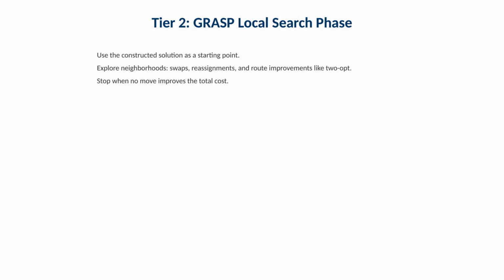In the local search phase, you take the constructed solution and try to reduce its cost with neighborhood moves. Typical moves include swapping customers between routes, moving a customer to a different route, or performing route improvements such as 2-opt. You continue until no move yields improvement.